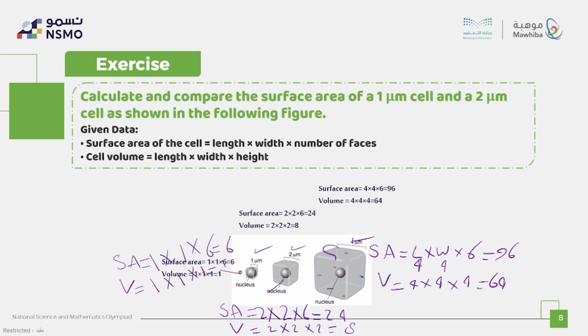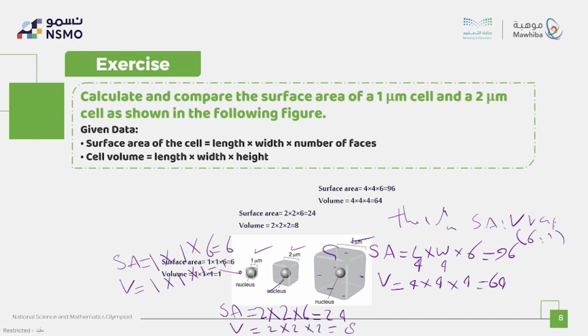And the conclusion proves that fact, because here the 1 micrometer cell has a high surface area to volume ratio of 6 to 1. Okay, making it highly efficient.